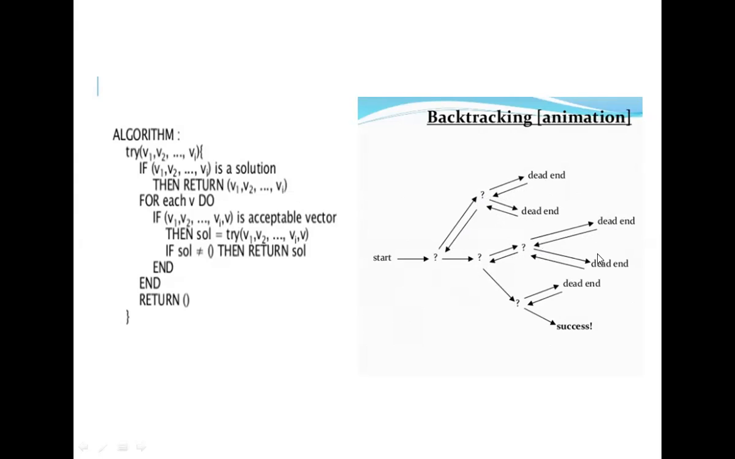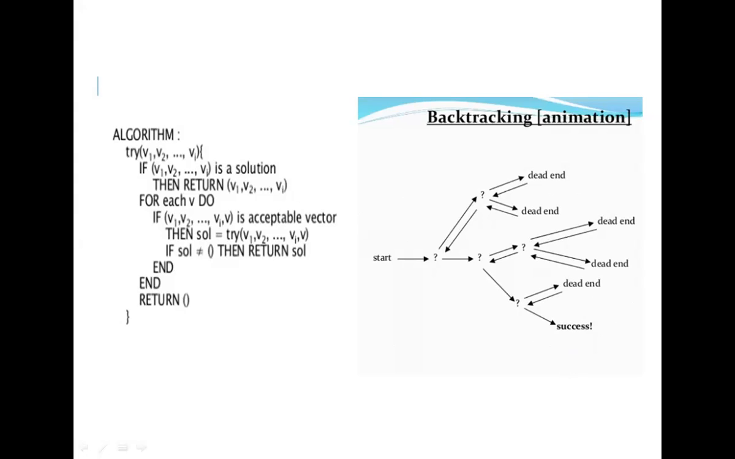There is a path here, dead end, and move backward. Then there is a path, move backward, then come here. Then there is a path here, move forward, dead end, so move backward. Then there is a path here. So here we get the solution.